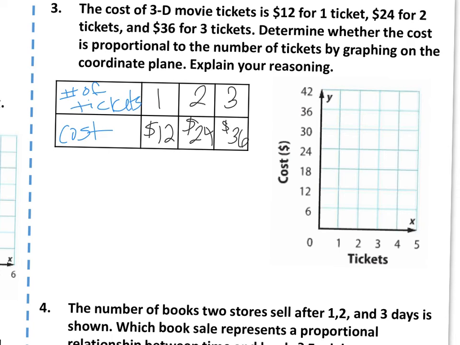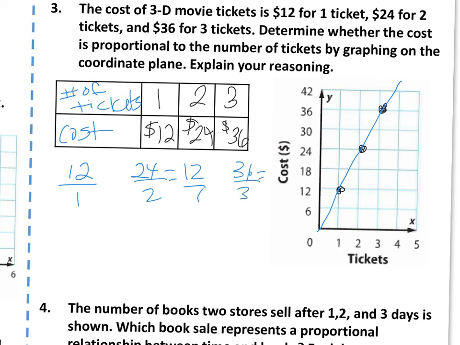So when I go to graph it, I have (1, 12), plot my point. Then I have (2, 24), and then finally (3, 36). And when I draw my line, I do realize that it is constant because it does have a rate of 12 to 1. Because 24 over 2 also reduces to 12 to 1, and then 36 over 3 also reduces to 12 to 1. So since they all have the same unit rate, I would then say yes, this is proportional.